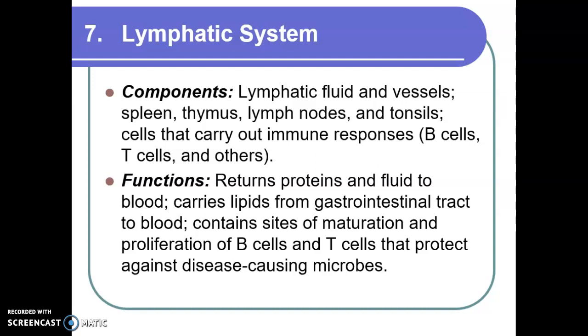And the functions of the lymphatic system, if you think of immune system, that might give you more of a hint. But this system is responsible for returning proteins and fluid to the blood. It also carries lipids or fats from the gastrointestinal tract within our digestive system to our bloodstream. And then it contains sites of maturation and proliferation of those B cells and T cells that protect against disease-causing microbes. So it's kind of like they are little police officers within our body, making sure that things that are not supposed to be there are not, and they get rid of them to help keep us safe.